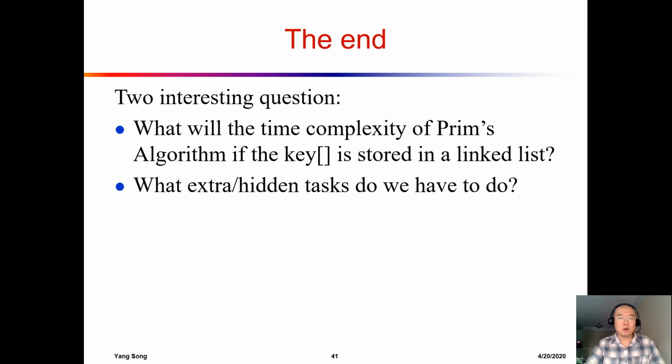Here are two interesting questions. Just now we analyzed Prim's algorithm assuming that we are using the min heap, right? How about if we keep the keys in a linked list? If that is a linked list, what will be some of the hidden tasks, and considering the hidden tasks, what will be the time complexity of Prim's algorithm? Think about that. Those two are very interesting questions.